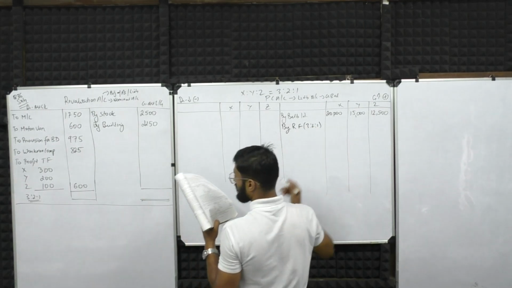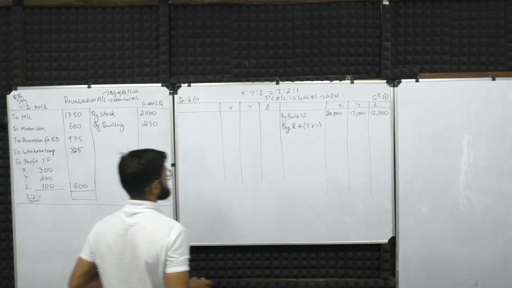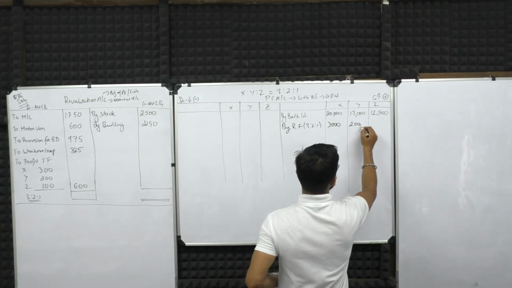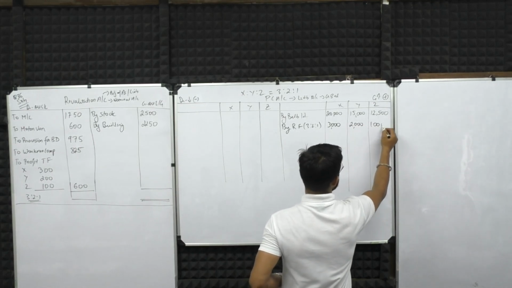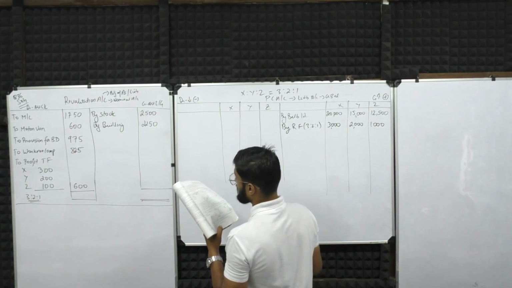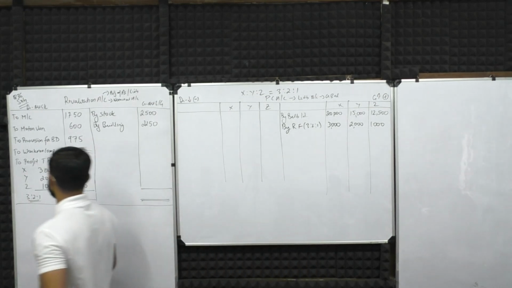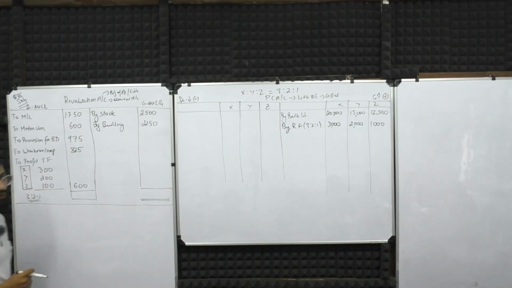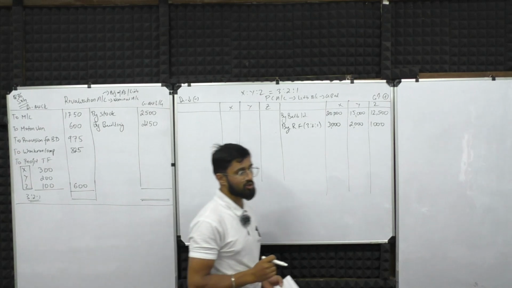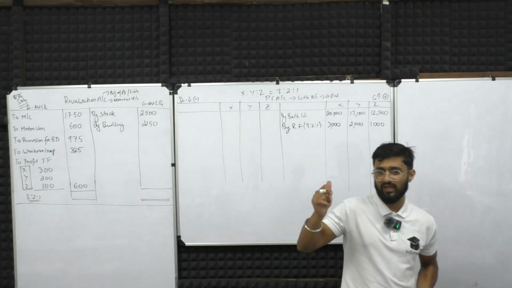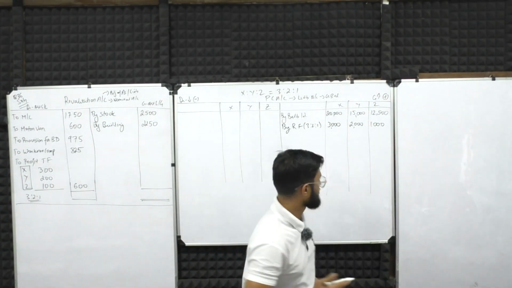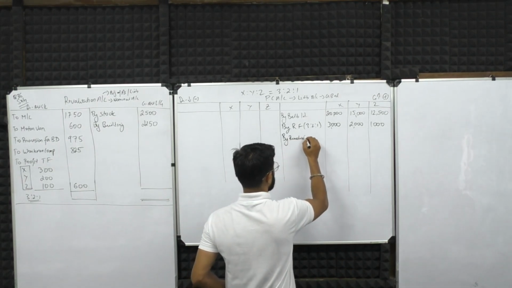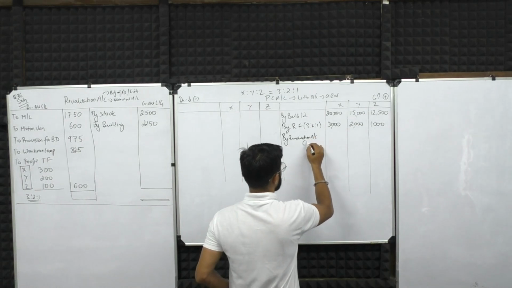3000, 2000, less 1000. Easy. So revaluation profit here, and transfer it to the partners in the old ratio. Revaluation account, bracket, profit in the account.